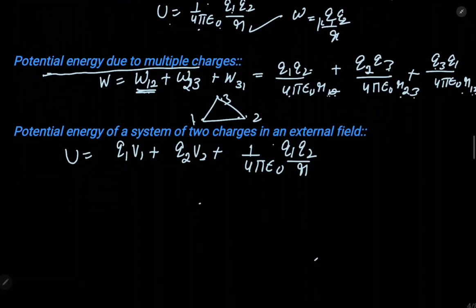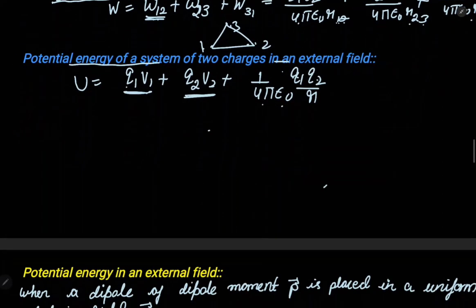Last important result is the potential energy of a system of two charges in an external field. If there is another field present in the system, then we can write it as q1 V1 plus q2 V2 plus 1 by 4 pi epsilon naught q1 q2, the electrostatic potential energy due to these two charges, q1 and q2.